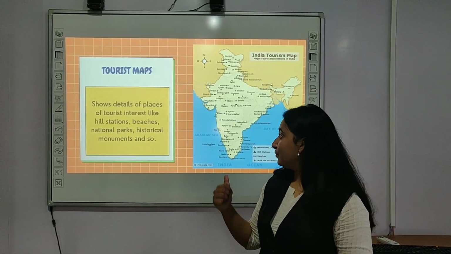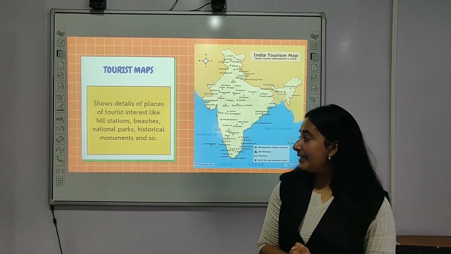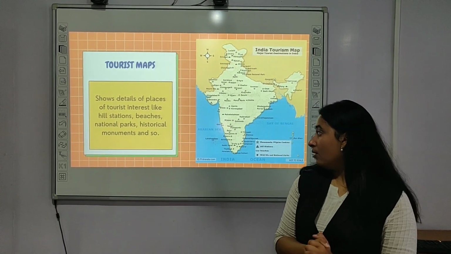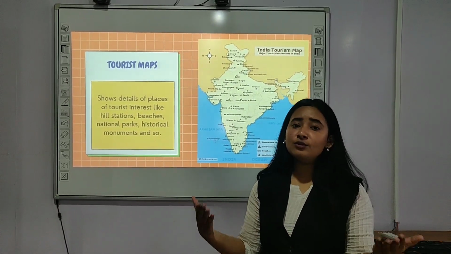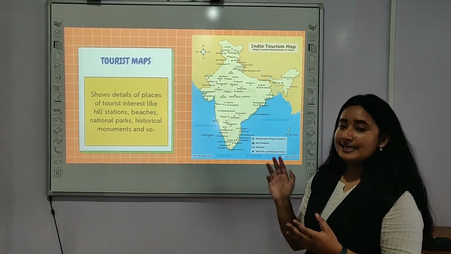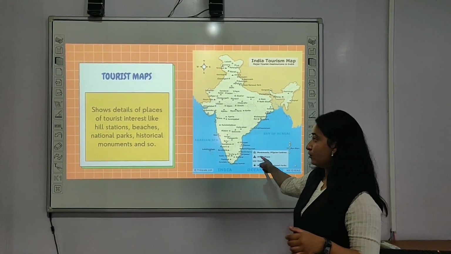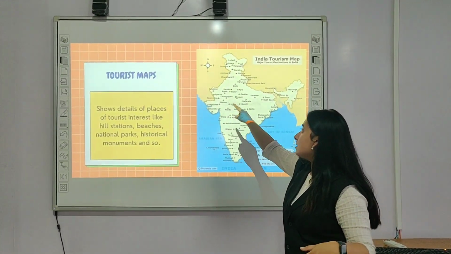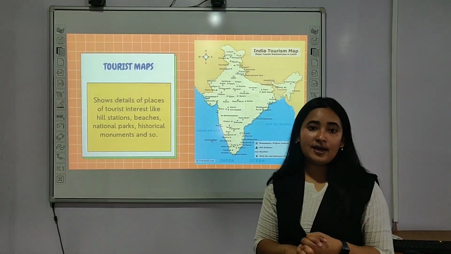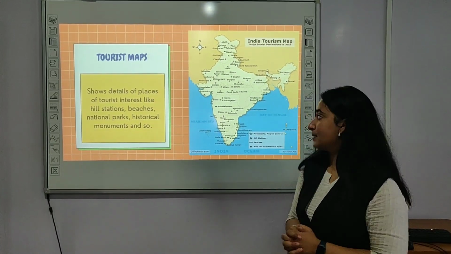So the next is tourist map. Tourist map shows details of places of tourist interest like hill stations, beaches, national parks, historical monuments and so on. So the tourist map helps tourists to view places. Here you can see an example of a tourist map of India. Here it is mentioned hill stations. So the points where you can see marks of hill stations. So anybody who wants to travel can easily identify such places of interest with the help of tourist maps.